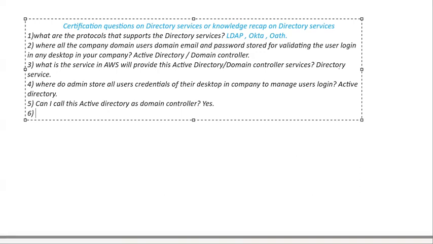Can I provide AWS access to company mail? I hope you answered this. Yes. By using Directory Service in AWS, you can provide IAM, that means AWS access, to company mail.